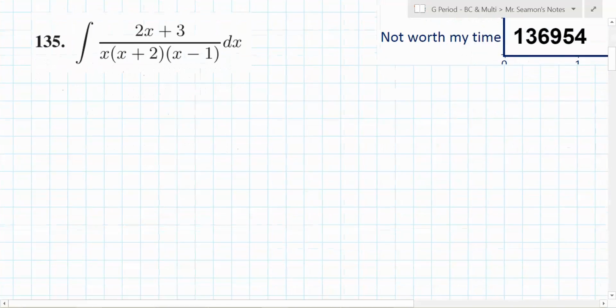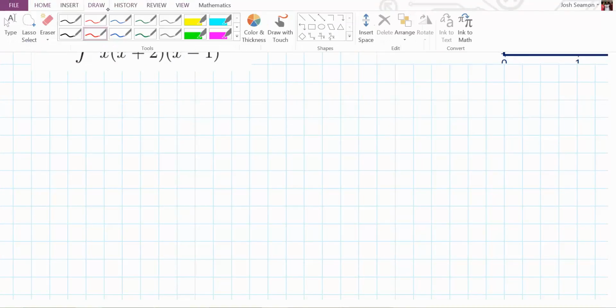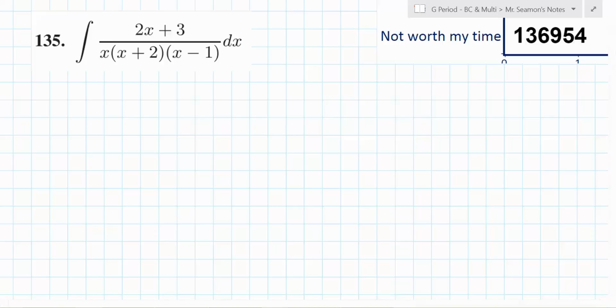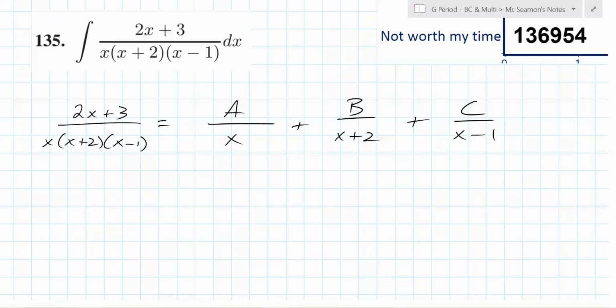So our entire goal, everybody, is essentially to teach you right now a little bit more some algebraic maneuvers based around this. We're trying to take this 2x plus 3 over this nicely factored thing, and what are we trying to turn it into? Some constant A over x plus some constant B over x plus 2 plus some constant C over x minus 1, because if we do that, taking the integral of each of those pieces is relatively straightforward.